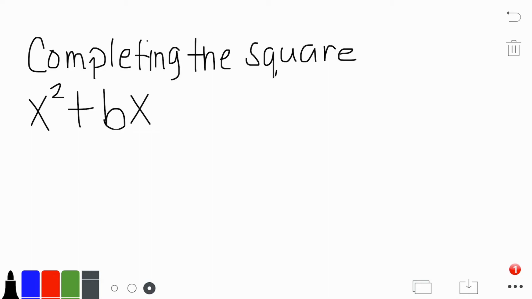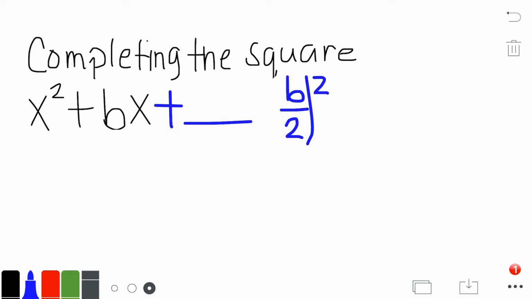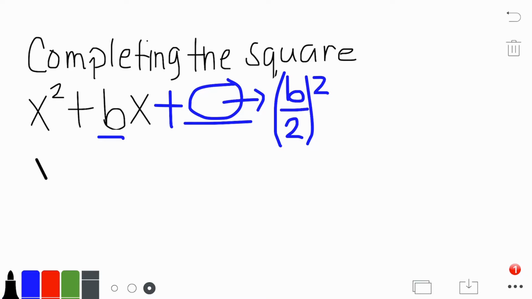So we have here the form x squared plus bx. In order to turn it into a perfect square trinomial, you want to go ahead and add a third term right here, which will be in the form of b divided by 2 quantity squared. Now you might be wondering, where does the b value come from? What does that mean? Exactly, that is your coefficient for your x term. By doing so, you create a perfect square trinomial.